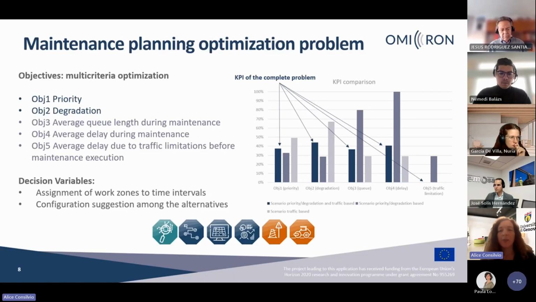If we consider the optimization model, we have a multi-criteria optimization. We consider different main objectives, in particular priority, degradation, the average queue length during maintenance, the average travel time delays, and also traffic limitation that we may have before maintenance execution, in particular for critical bridge condition. The decision variables of what we can get as output is an assignment of work zones to time intervals, and also a suggestion of configuration among the alternatives that are defined by regulation, of course.